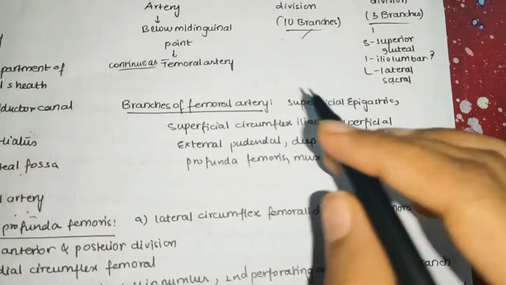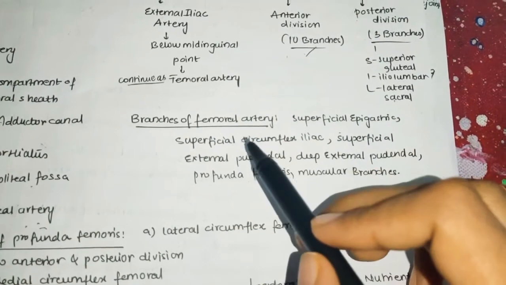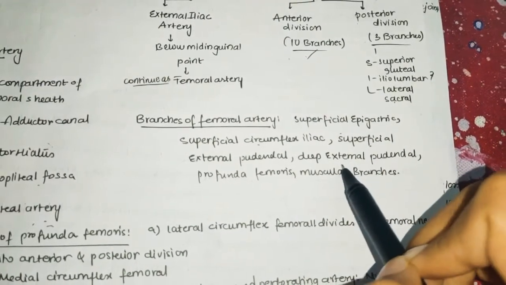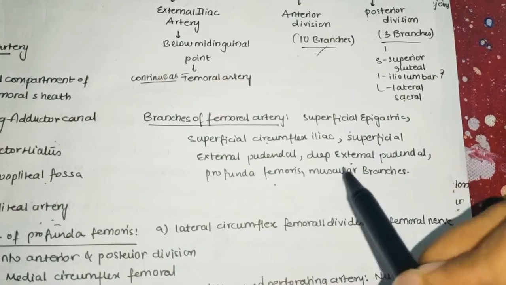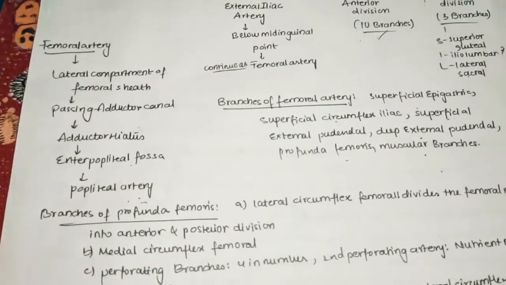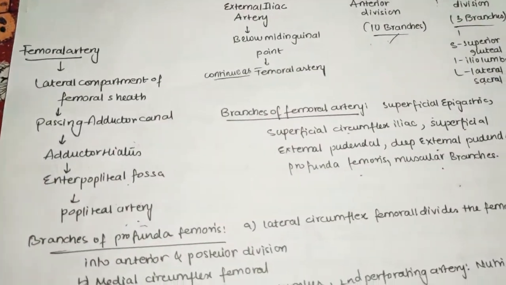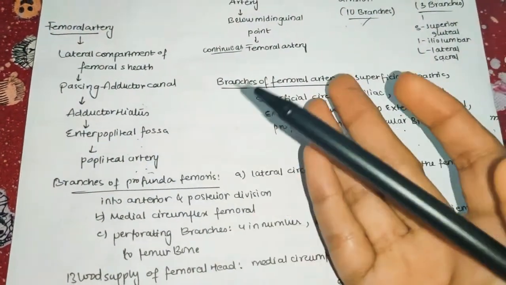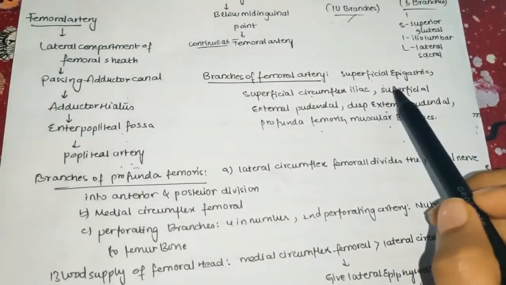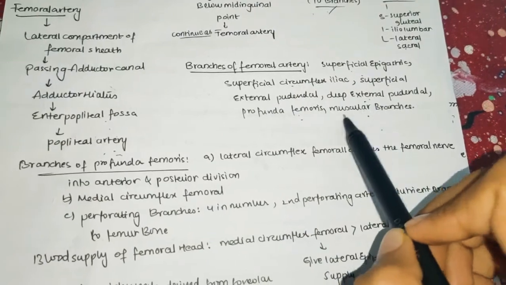There are different branches of the femoral artery. What are those? Let us see. The first one is the superficial epigastric artery, the superficial circumflex iliac artery, the superficial external pudendal artery, and the deep external pudendal artery, profunda femoris artery, and there are also some muscular branches. These are the branches of the femoral artery which you need to remember. The femoral artery is coming from the external iliac artery, continues as the popliteal artery, and gives different branches like the superficial epigastric, superficial circumflex iliac, superficial external pudendal, deep external pudendal, profunda femoris, and muscular branches.